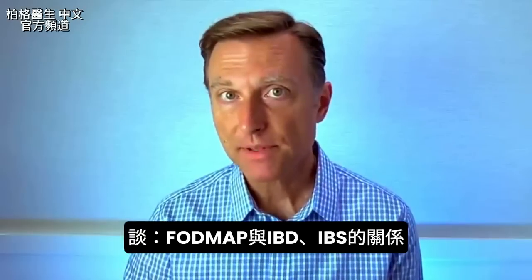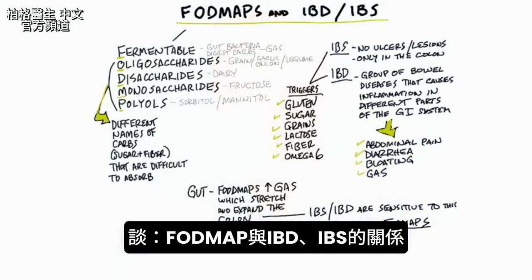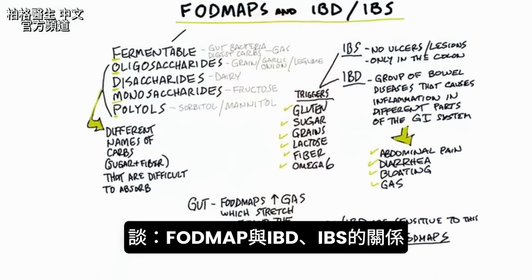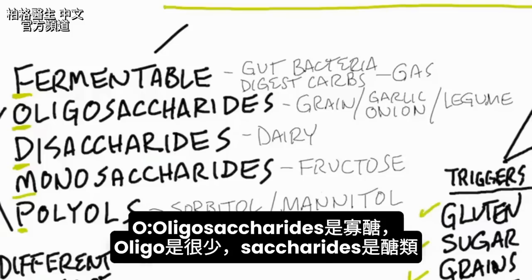Let's talk about FODMAPs in relationship to IBD and IBS. Now, what do these acronyms stand for? Let's start with FODMAPs, okay? So that stands for Fermentable, which basically describes the gut bacteria digesting carbohydrates and producing gas, okay? That's fermentable. Then we get oligosaccharides.